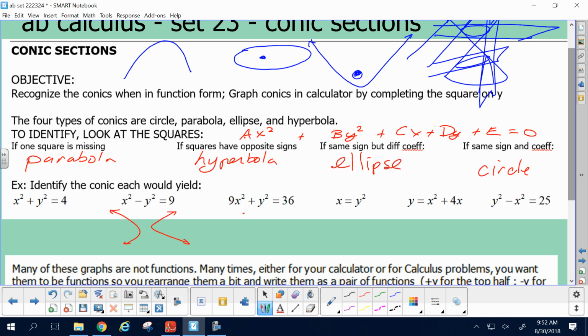Last but not least, same sign and coefficient is a circle. That obviously goes right to the Pythagorean theorem. If the distance is always the same, then you could get that distance in a lot of ways. That is a circle. All right, so tell me, actually on your own, look at each of those and tell me which kind of conic sections those are. You have 30 seconds. Go.